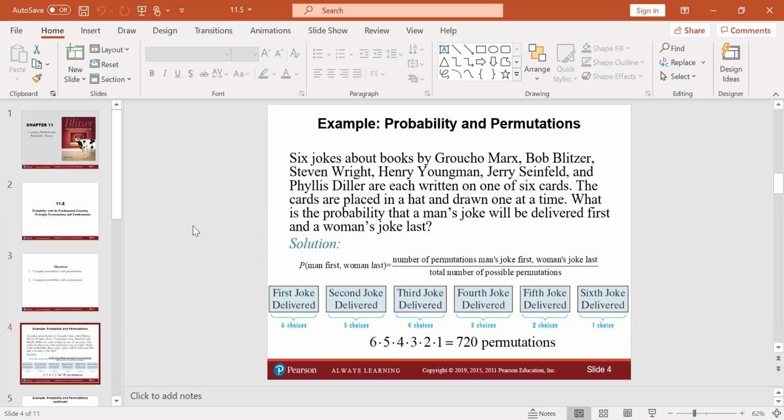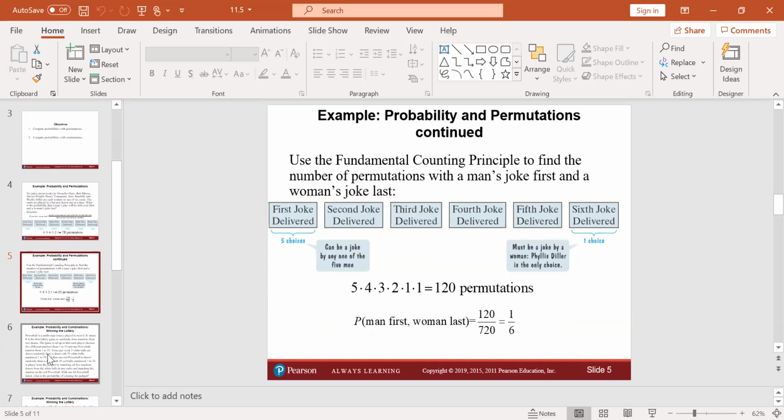6 factorial then is 720. So 720 is going to be the denominator of our fraction, of our calculation. So the denominator is usually the easy part to get, because it's usually just the most straightforward calculation.